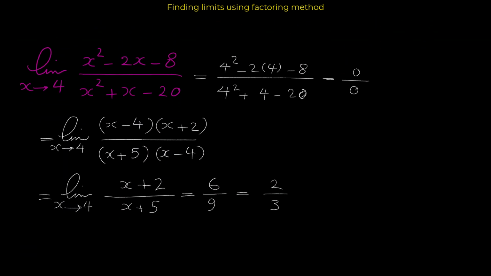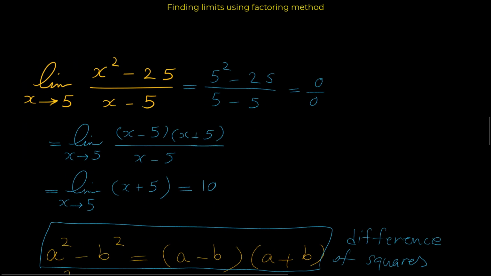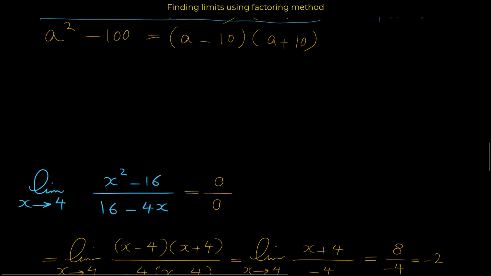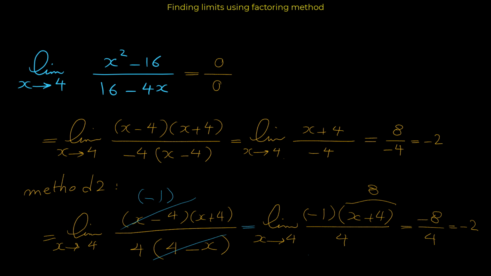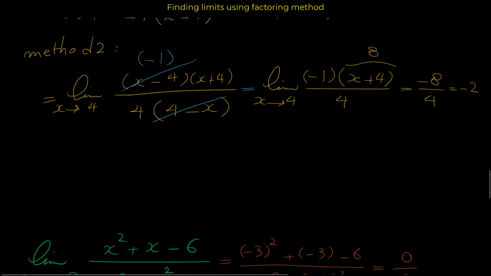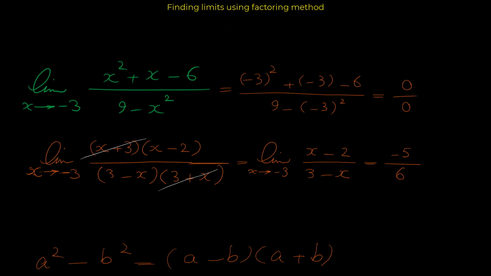Here, x approaches 4. What is the expression that cancels? X minus 4. When x approaches 3, x minus 3. X approaches 4, x minus 4. X approaches 0, just x. Here x approaches 5. What do you think will be cancelled? X minus 5. So x approaches 5, x minus 5 is the expression that cancels. Again, x approaches 4, and look at this, x minus 4 cancels. Can you see the pattern? Can you guess what happens in general? And in this case, x approaches negative 3, and the expression that cancels is x plus 3.